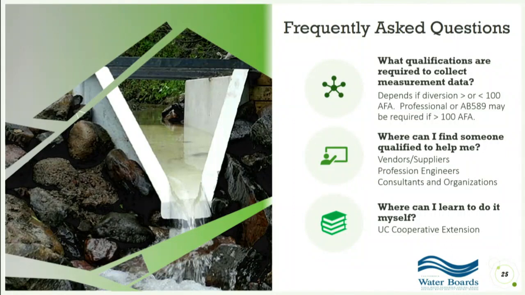Where can I learn to do it myself? You can be AB 589 trained by attending a UC Cooperative Extension course. It's not a very expensive course, and I think it's a day long, and you can become a qualified individual. And we have a page on our slides here that provides the web links for these resources.